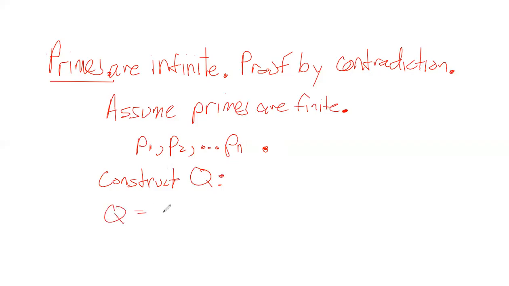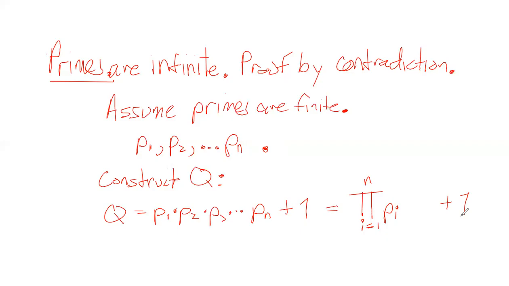Q will simply be equal to the product of all of these primes, so P1 times P2 times all the way out to Pn plus 1. We can write this more concisely as simply the product from i equals 1 to n of Pi, and then plus 1. Now by the fundamental theorem of arithmetic, there exists a prime factor of Q. It might only be Q itself, but there exists at least one prime factor. Q is either a product of two or more primes, or it is a prime itself, by the fundamental theorem of arithmetic.